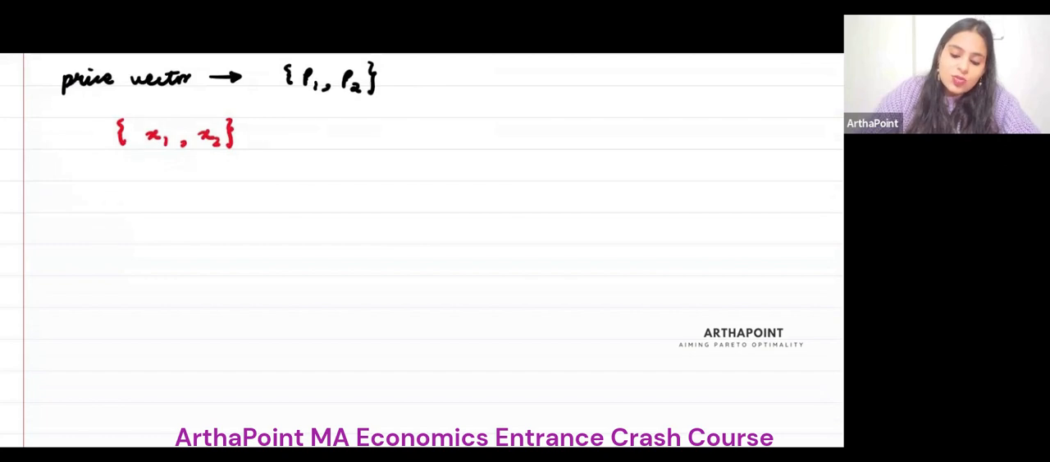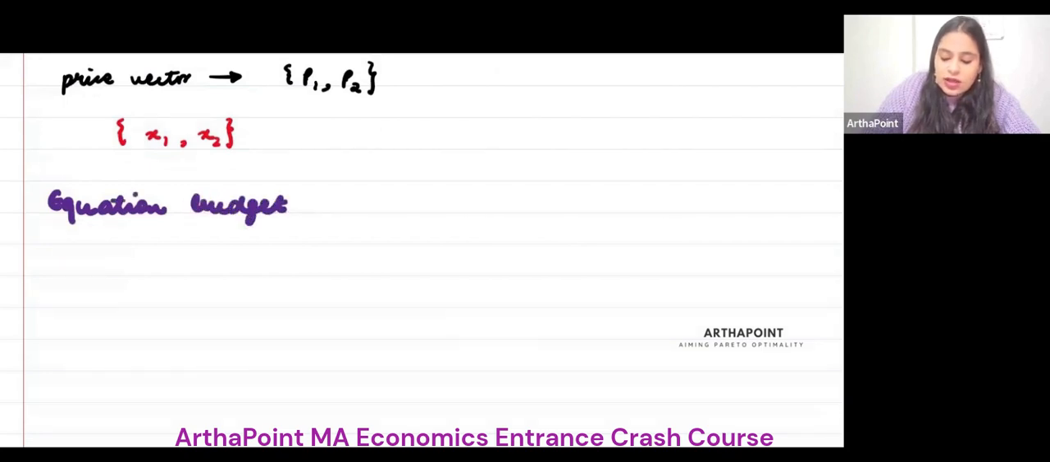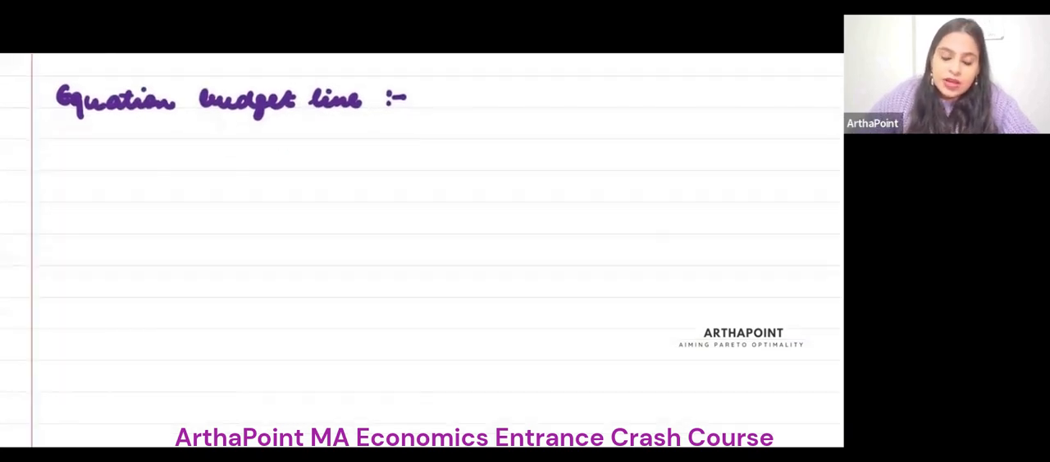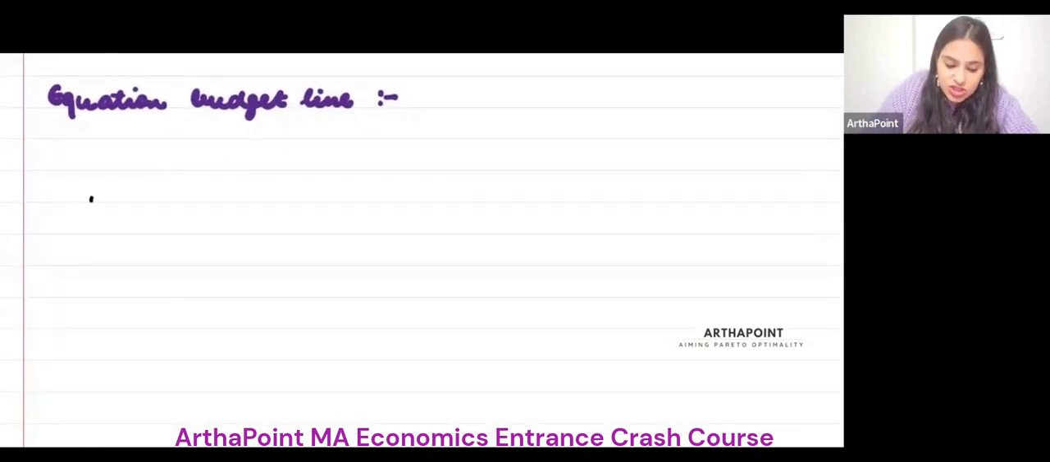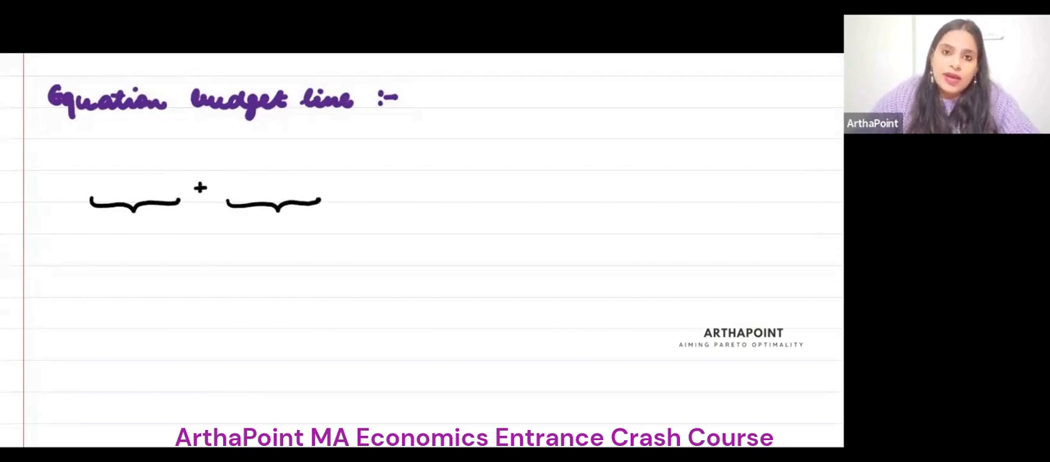Now, based on this, we can write an equation of a budget line. When we speak of the equation of the budget line, this is how much expenditure I am doing on good X plus how much expenditure I am doing on good Y. So this will give me the total expenditure.